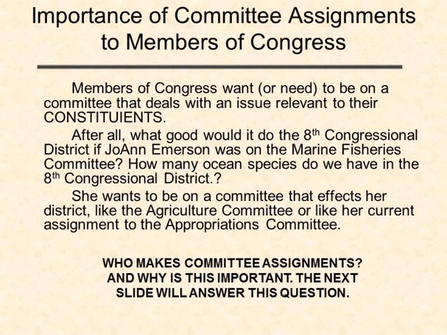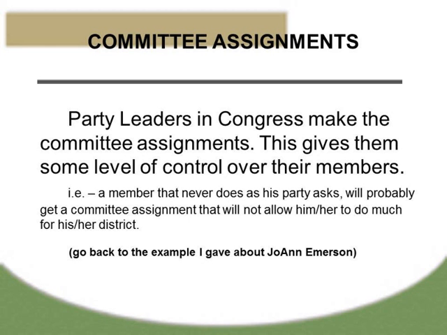Now, I said at the beginning of this slide that members of Congress make up a list of committees that they would like to be on, and they give it to their leadership in Congress. To be more specific, members of Congress make up a list of the committees they want to be on, and they give it to the political leadership in their House of Congress.